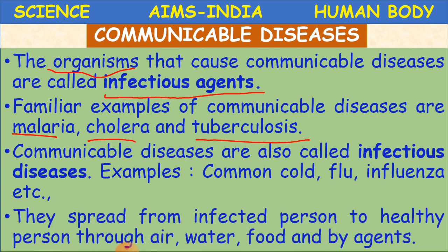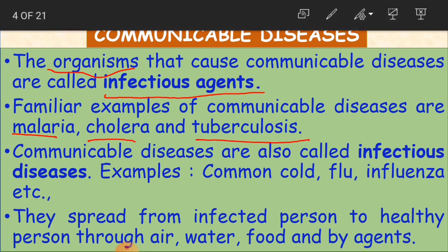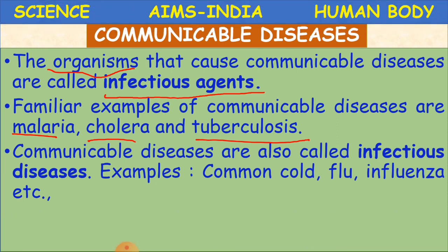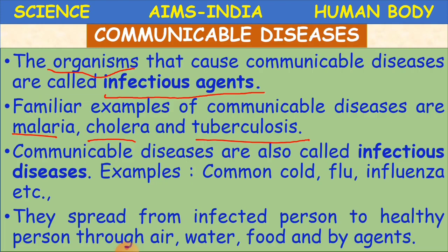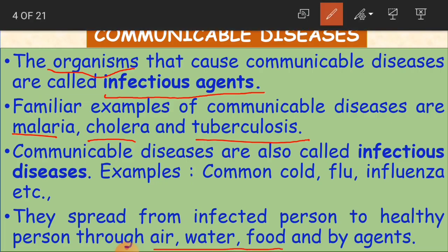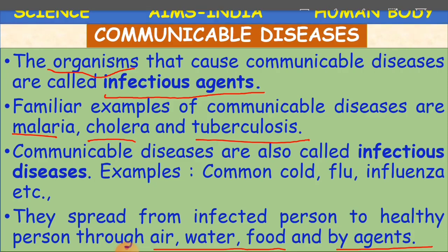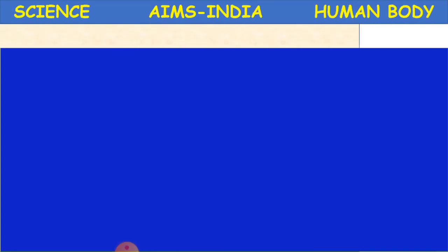They spread from an infected person to a healthy person through air, water, food, and by agents. How do they spread? As we learned, it spreads from the infected person to a healthy person through air, water, food, and by agents. Through these, infectious diseases spread easily from an infected person to a healthy person. Understood, children? Clear?